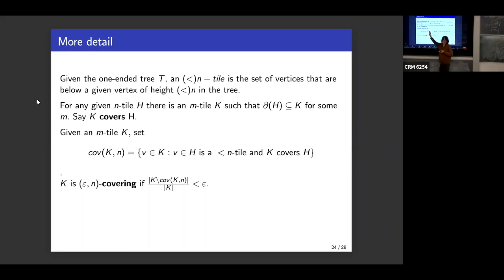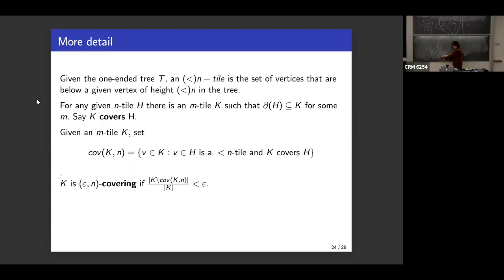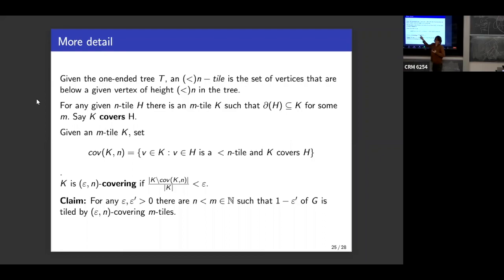And inside of this language, one of these nice Pólya sets that we want to find is exactly something that's epsilon n covering, in the sense that my set K minus the things I cover, divided by the size of K, has to be small. It's already the case that K minus the things it covers is connected, because I'm throwing out stuff that lives low on the tree and keeping stuff that lives high. So I want to find a single epsilon n covering iota n. I don't know how to find a single one, but I can find a bunch of them. That's how these probabilistic arguments are put together.